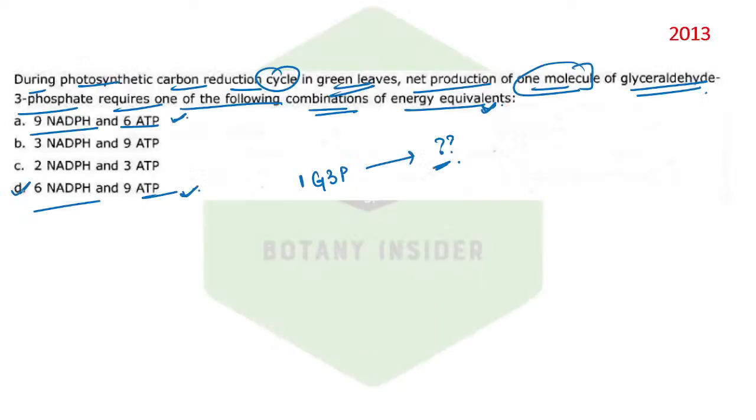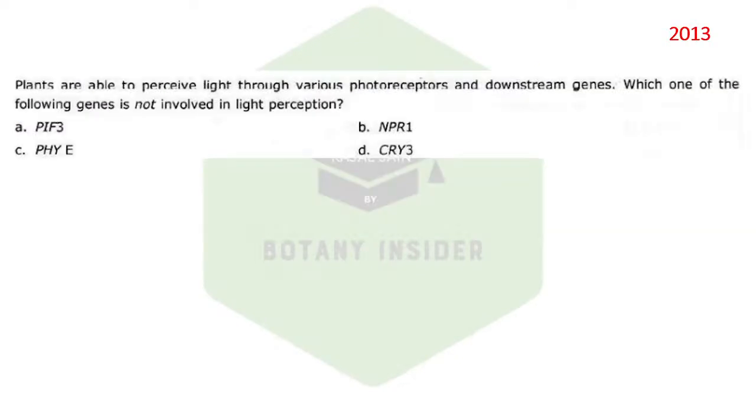D is the correct answer. 6 NADPH and 9 ATPs will be there. So D is the correct answer for this particular question. I hope the question is clear. Please make sure that if you're there in the live class, you are participating and you're learning about the same, right? After this, let's do one more question.